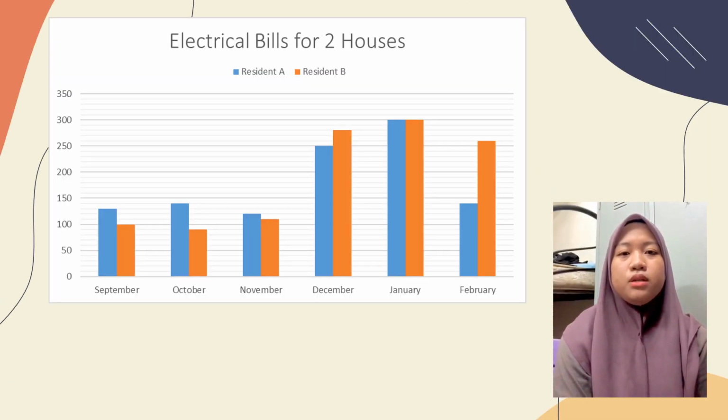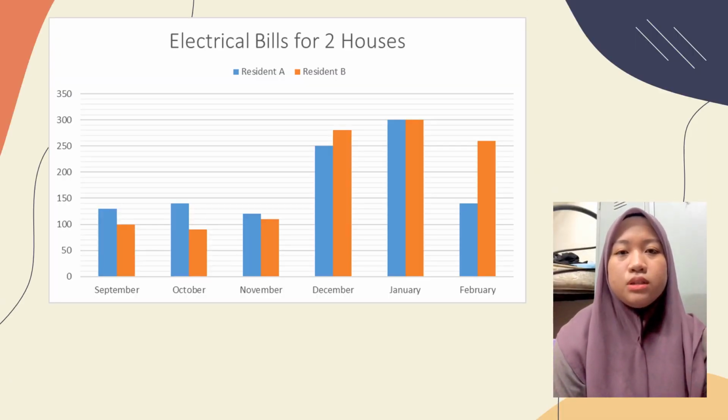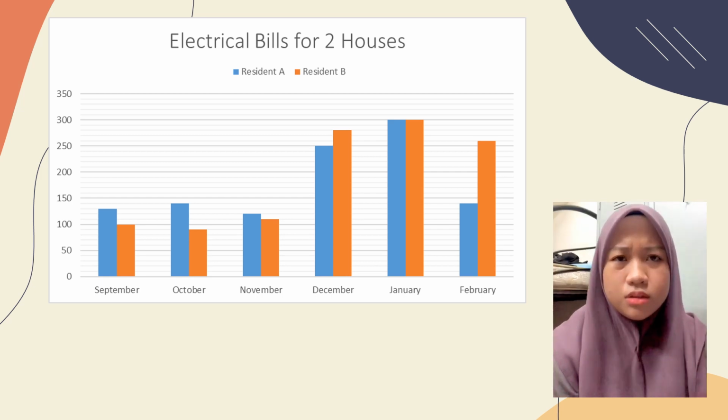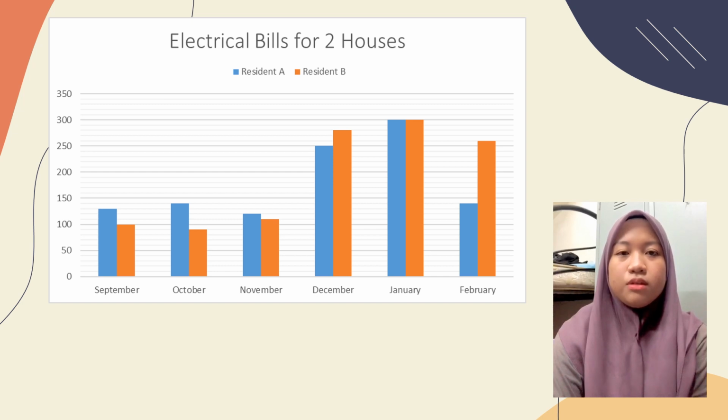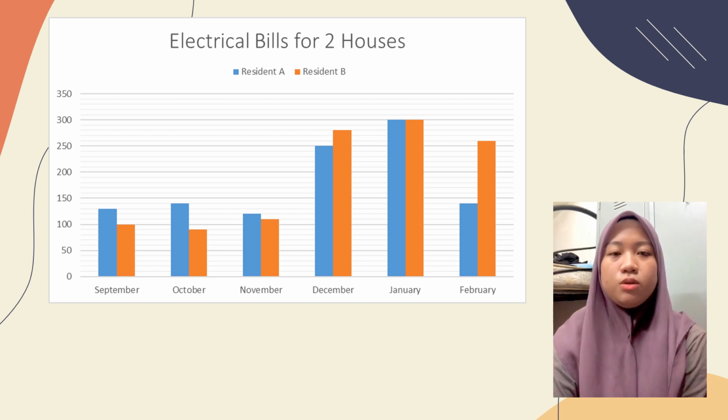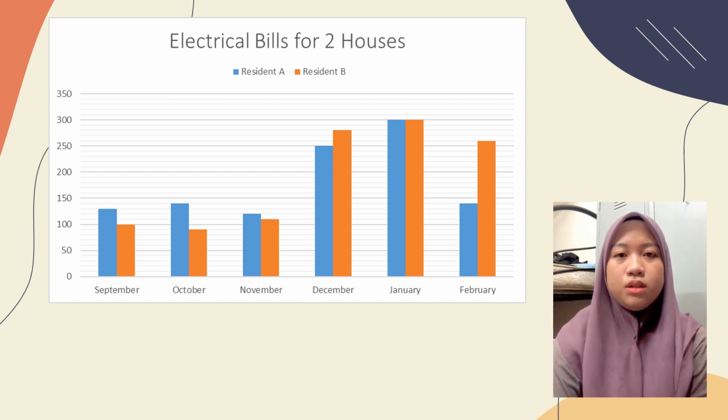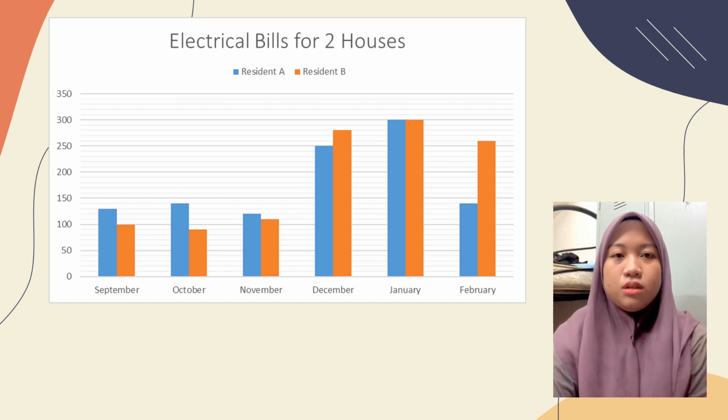For table 1, we use a bar graph to show the electricity use of 2 houses. Those are 2 houses named residence A and residence B. There we show you electricity use for the 6 months. So from this graph, we get important information. From September to October, residence A increases slowly, while residence B slowly decreases.